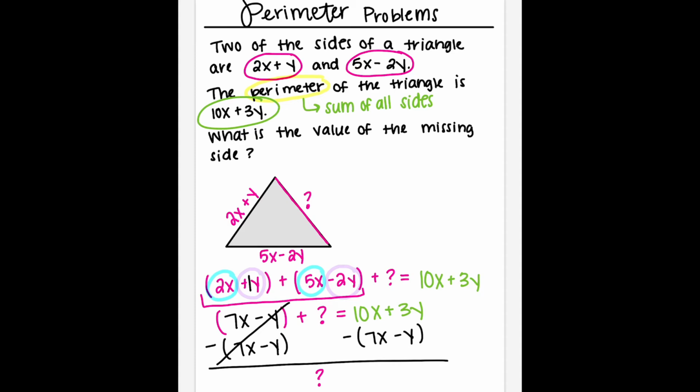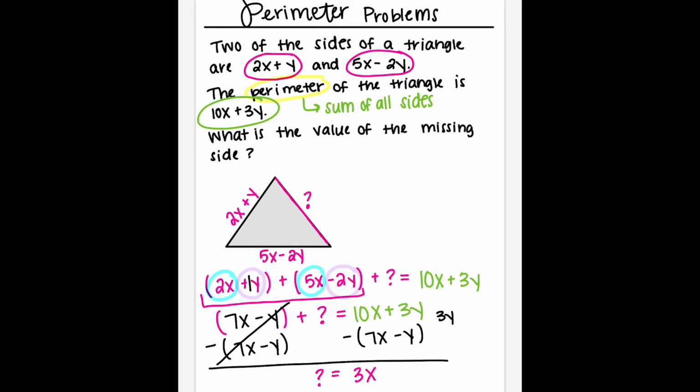So if we were to subtract these polynomials, we would have 10x minus 7x. So 10 minus 7 is 3. Then the next part, we have to be very careful because we have 3y.